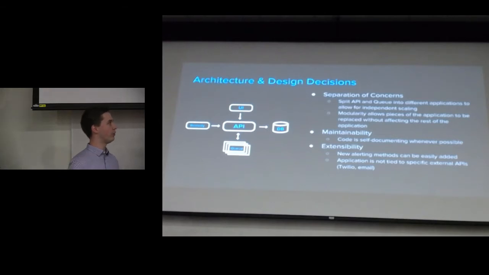Third was extensibility. Again, they're going to want to add new features, so we wrote it in such a way that new alerting methods, for example, can be added. Say they want to send push notifications or swap out external APIs. Right now we're using Twilio to send our emails, texts, and phone calls. They might want to use their own SMTP server to send emails. They might want to use an internal service or another third-party API to send those phone calls. So the application can interact with any of these easily and be able to swap them out.